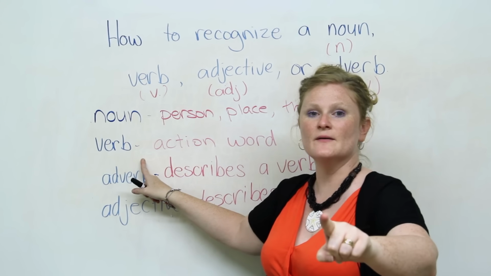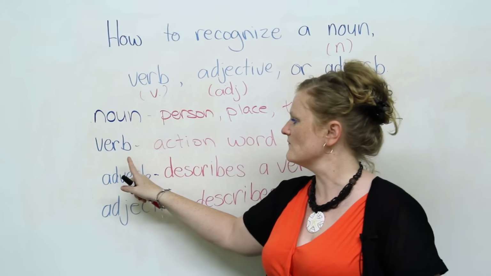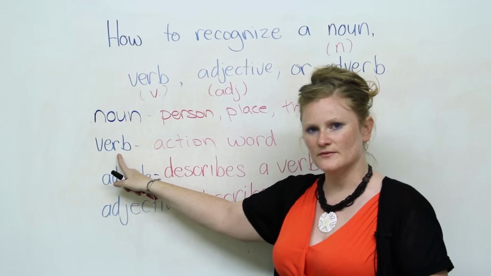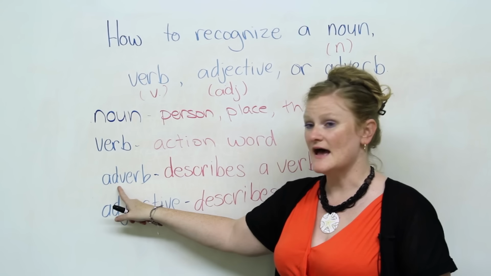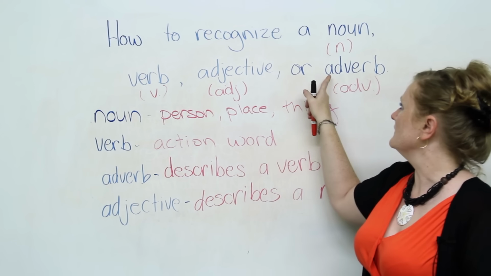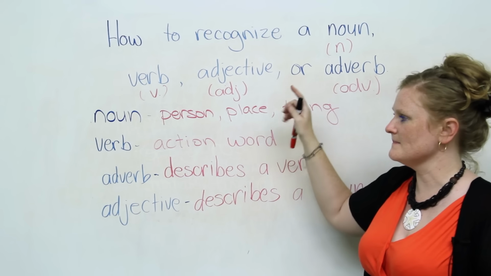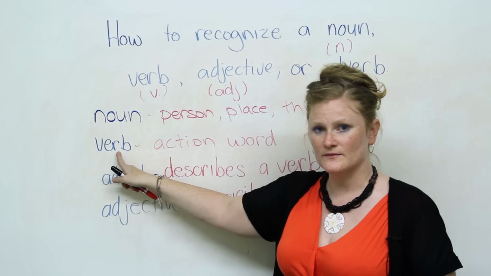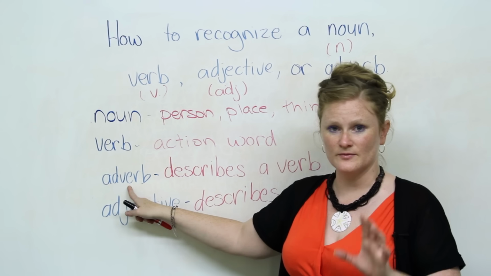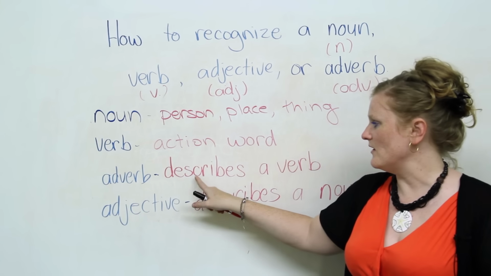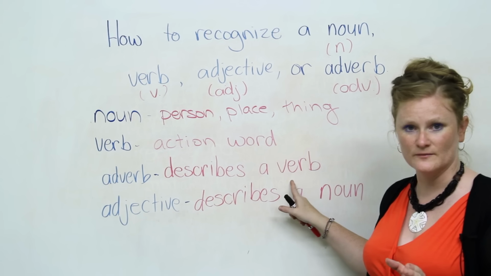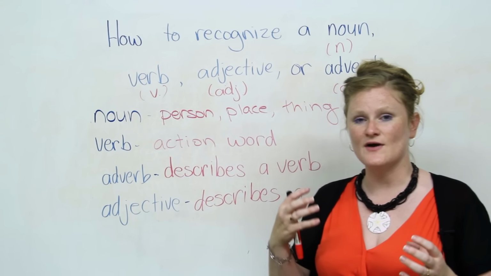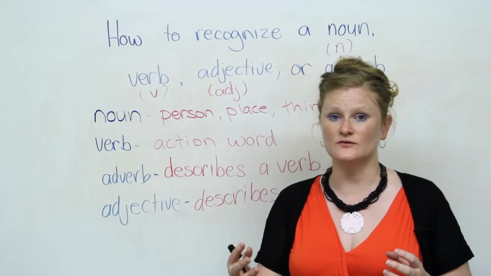This is what you have to remember to make it easy for you. We have a verb, and then we have an adverb, or ADV. A verb has an adverb beside it. An adverb always describes the verb, or it tells you how the action was done.